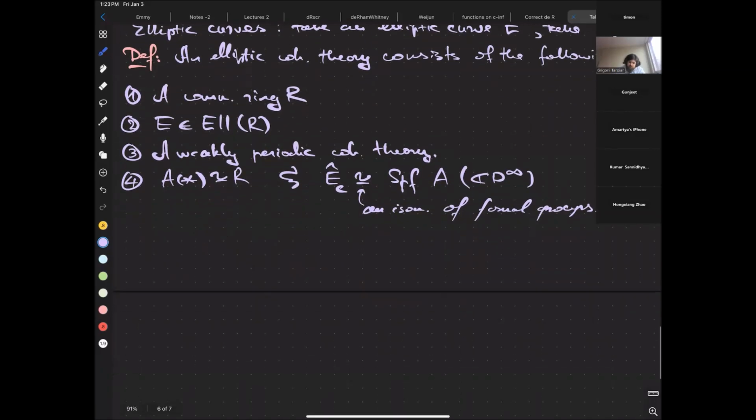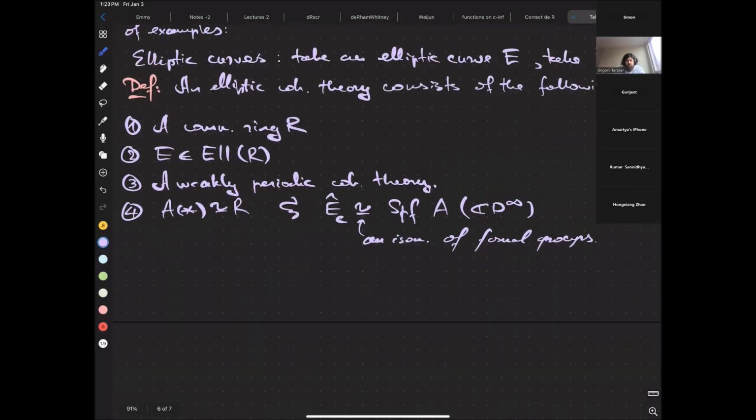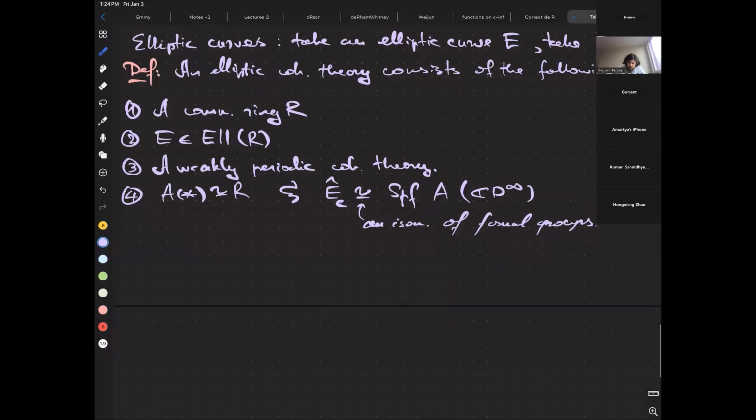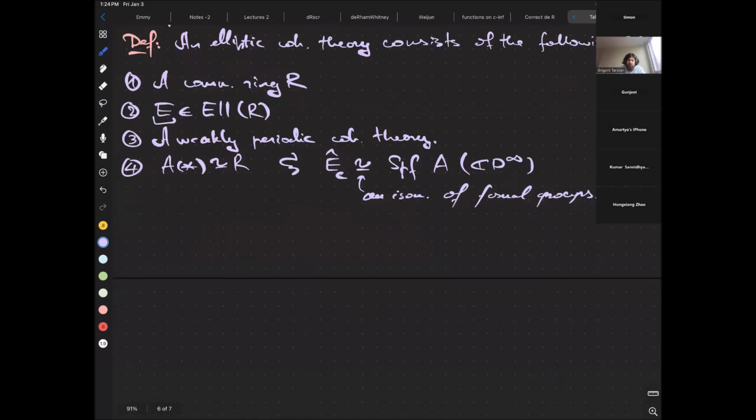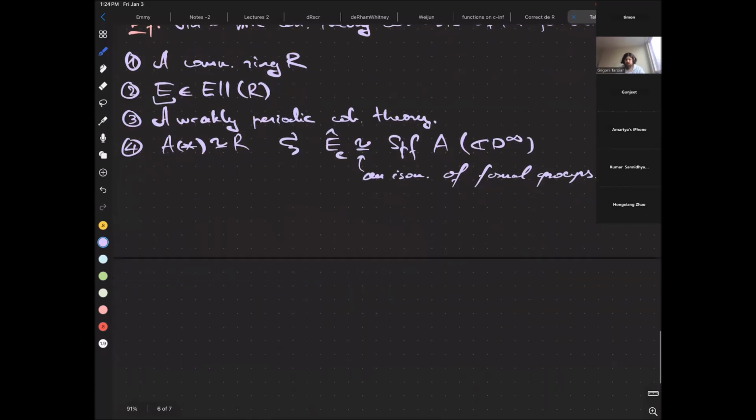So as you can see, an elliptic cohomology theory is slightly more than a cohomology theory that happens to be elliptic. You also keep track of the data of an actual elliptic curve over a ring, such that its formal completion at the identity is the same as the formal spectrum of this cohomology theory evaluated on CP infinity.